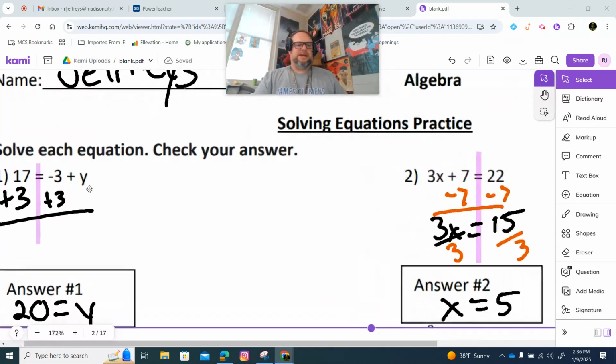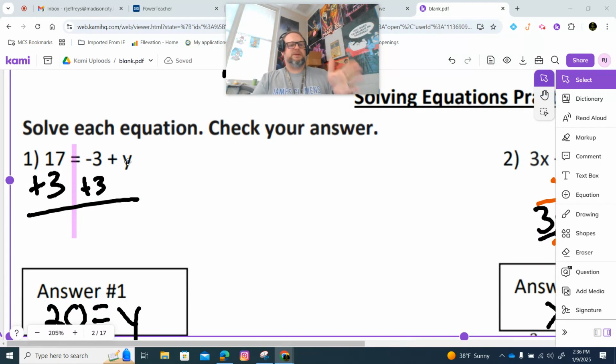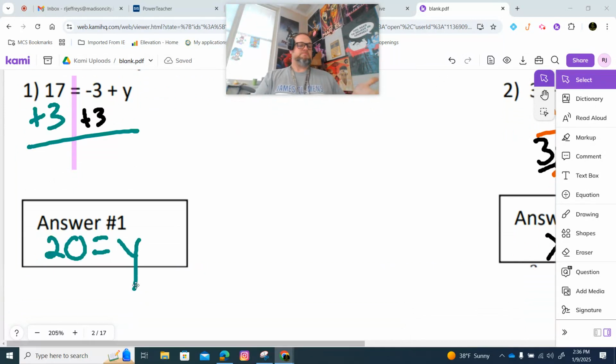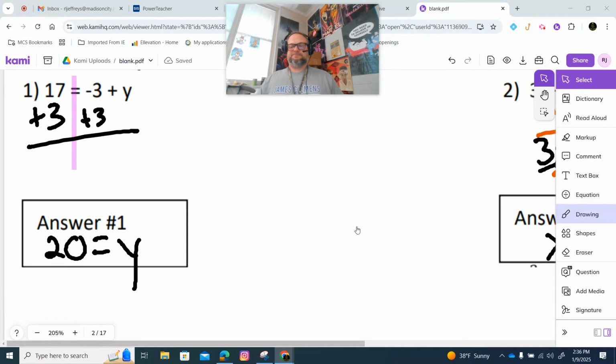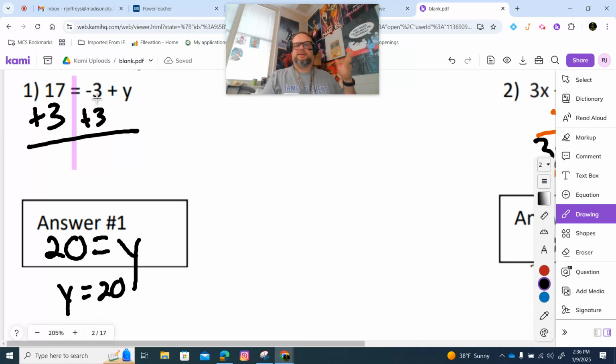All right, I drew my line. I'm going to add 3 to both sides because the variable is what I'm trying to get by itself. Now, if you left it like this, if 20 equals y, that's fine. Or if you wrote it like this, that's also fine. They mean the same thing. All I did was just peel that onion back. Do the opposite.